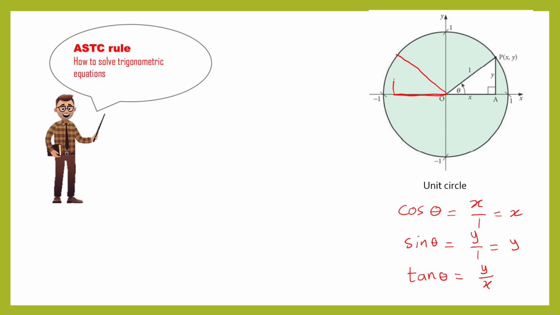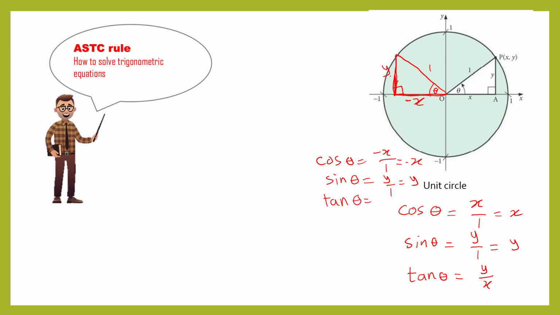If I draw here a triangle, the same one with radius 1, a right angle triangle, this is the angle theta. To find the cosine, cosine is x over 1. But x here is on the negative part of the x-axis, so it's negative x over 1, which equals negative x. To find the sine, sine is opposite over hypotenuse, so it's y over 1, which equals y. And then what about the tan?